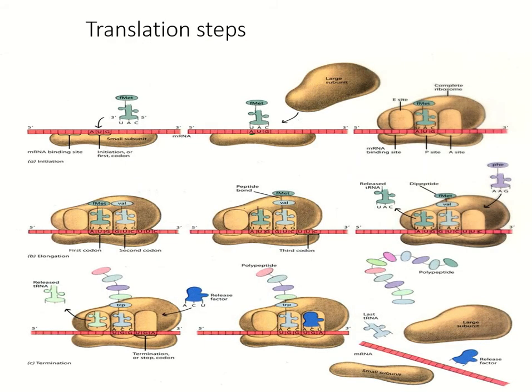Now these are the translation steps. Here you are seeing all the steps: initiation, elongation and termination. In prokaryotes, initiation requires the large and small ribosome units, the mRNA, initiation transfer RNA and 3 initiation factors, that is IFs. Now activation of amino acid is there in the first step, that is the initiation process.